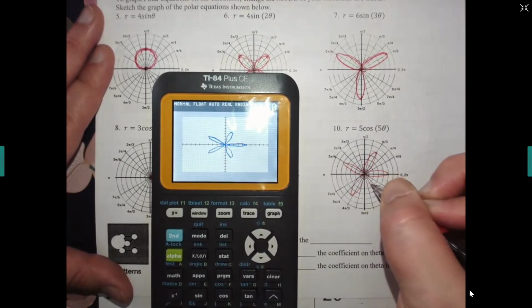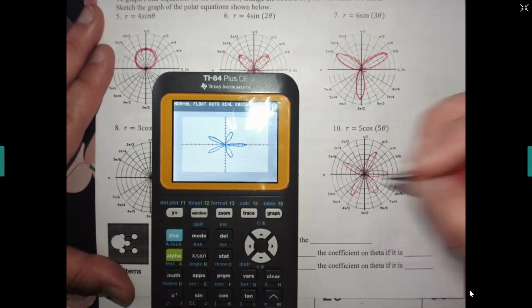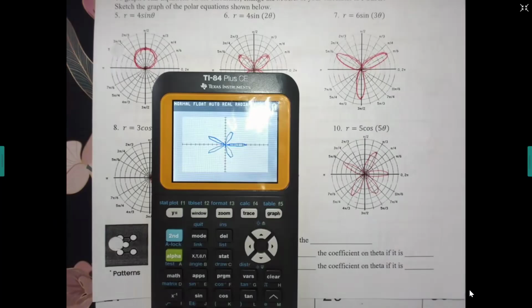And then 1, 2, 3, 4, 5. And y'all, I'm just kind of guessing which line I'm on. It's not a huge deal. When you do it on your homework, if you line up this one, all the other petals will fix themselves.